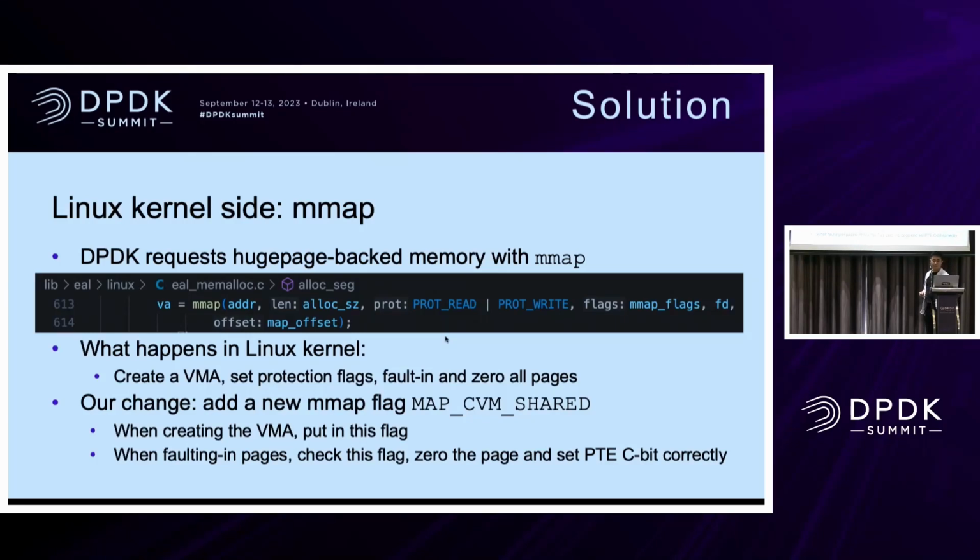On the kernel side, DPDK requests huge page backed memory using mmap. What happens in the kernel is that it creates a virtual memory area, a VMA, sets the appropriate protection flags, faults in all the pages, and clears them using zeros. Our change is to add a new mmap flag called MAP_CVM_SHARED. When you do mmap with this flag, the VMA is flagged with this protection flag, it faults in the huge pages and sets the appropriate encryption state, zeroes the pages using the correct encryption state, and hands them over to user space.